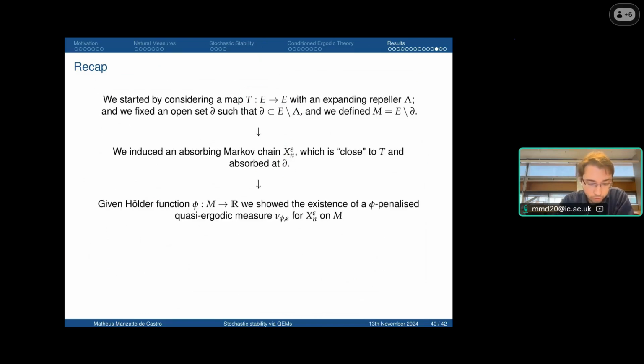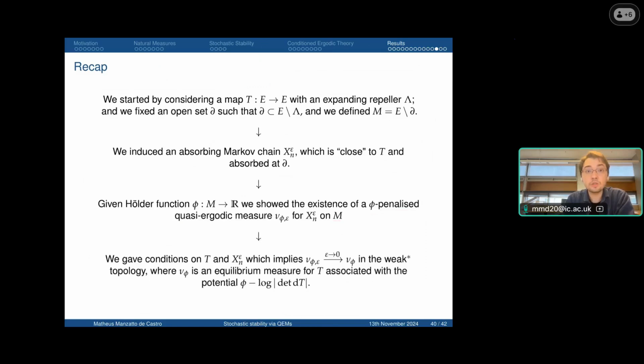Then, given some Holder function phi, we show that there exists a phi-penalized quasi-ergodic measure on M. And then we have done stochastic stability, showing that when epsilon goes to 0, we manage to retrieve this equilibrium state. So this converges in the weak star topology and we also obtain the pressure. And this allows you, for instance in a computer, to estimate, or at least try to compute, the equilibrium state of nu.